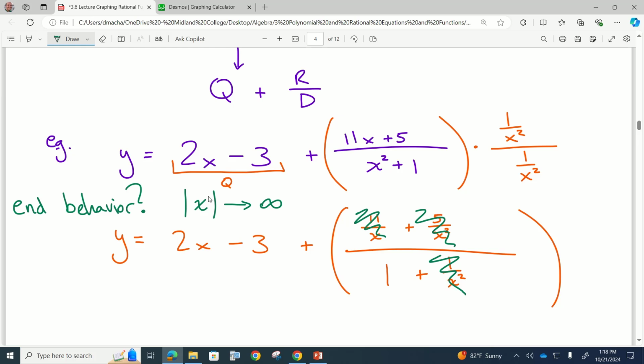So basically what I have is 2x minus 3 plus something that's practically 0 divided by 1. And that's why we only care about the quotient if I'm asking you about the end behavior. The other stuff does matter in the middle of the function where there's still stuff happening. But whenever I talk about the end behavior, I say let's go far enough to the left or far enough to the right. We only really care about the quotient.